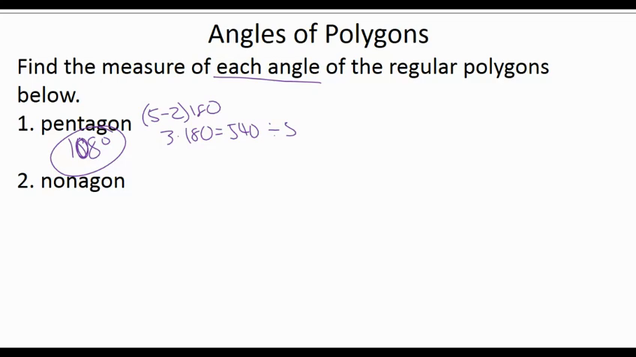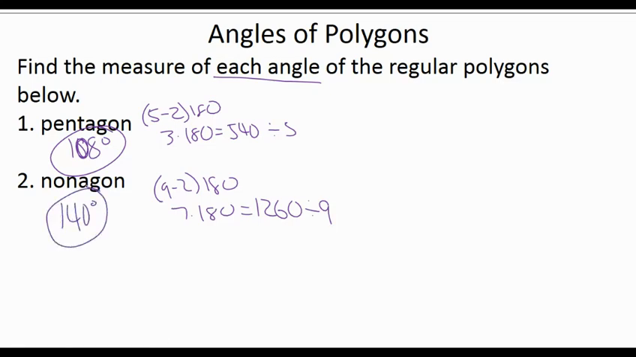So what about a nonagon? That's 9 minus 2 times 180, 7 times 180, which is, I think it's 1260, check, 1260, yeah. I'm going to divide that by 9, because there's 9 angles in a nonagon. And I'm going to get 140 degrees. So each angle of a regular nonagon is 140 degrees.